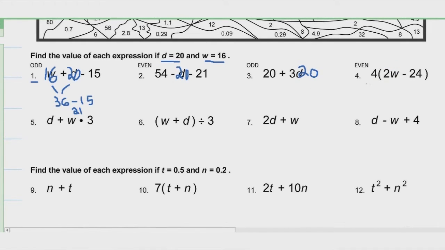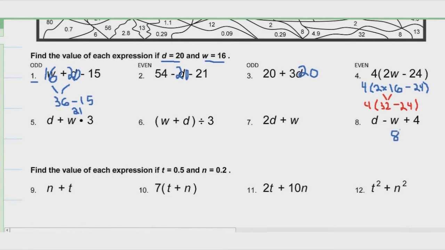And since W equals 16, the problem will look like this: 4 parentheses 2 times W, and we know that's 16, 16 minus 24. Now, you should know you have to do everything in parentheses first. We have multiplication and subtraction. So we have 2 times 16, that is 32. Then we have minus 24, and we have parentheses, and we have a 4 on the outside. Now we do the 32 minus 24, and what does 32 minus 24 equal? That equals 8. I'm just going to write it right down here.